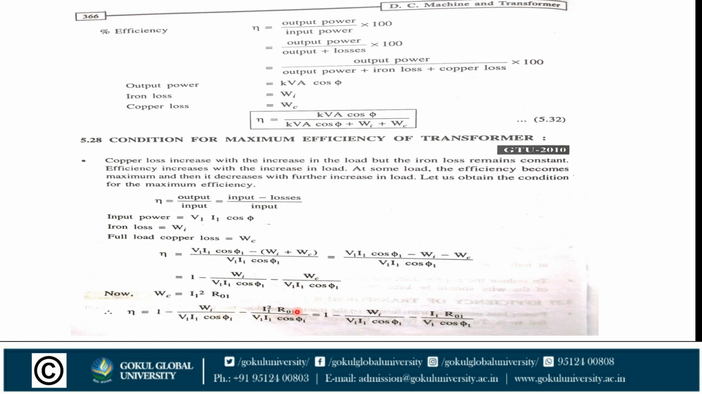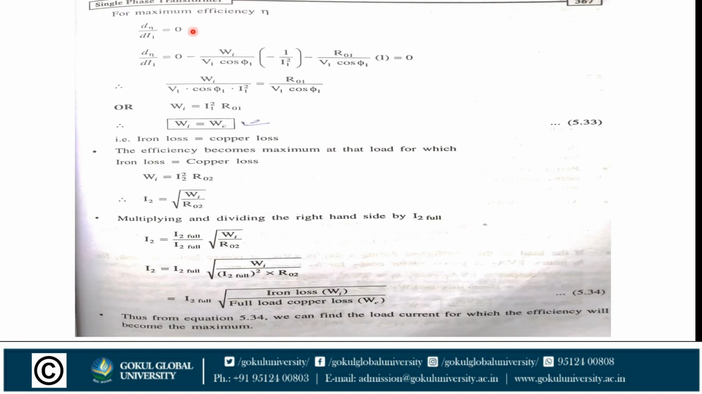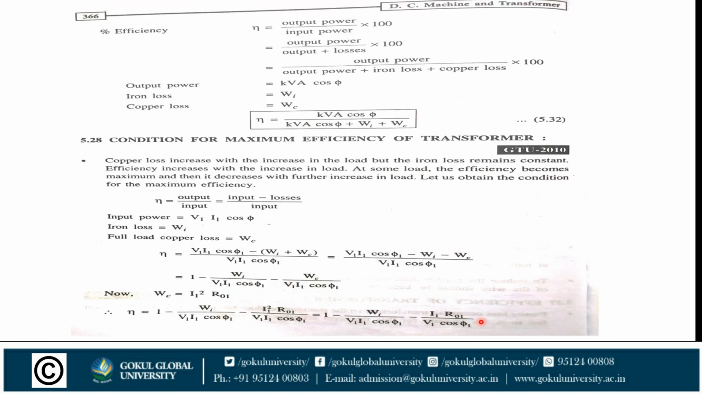Now I1 cancels, so we reduce to I1 R01 divided by V1 cos phi 1. For the maximum efficiency, we differentiate with respect to I1 and set it equal to 0, then we get the maximum efficiency condition. So dη by dI1 is equal to 0. We differentiate this term with respect to I1.